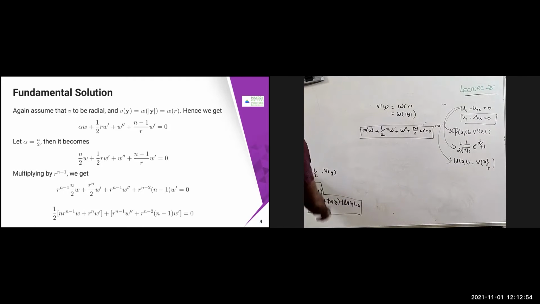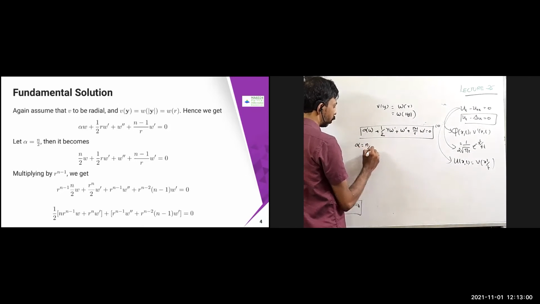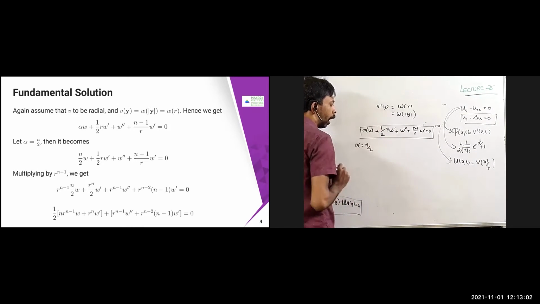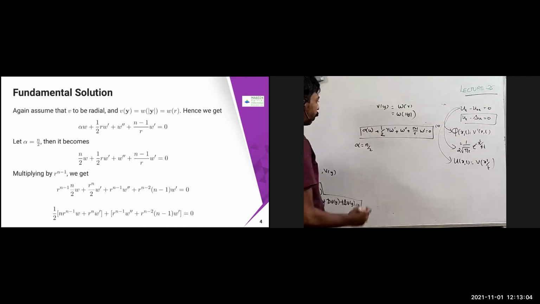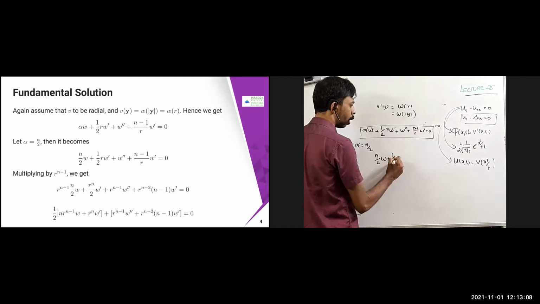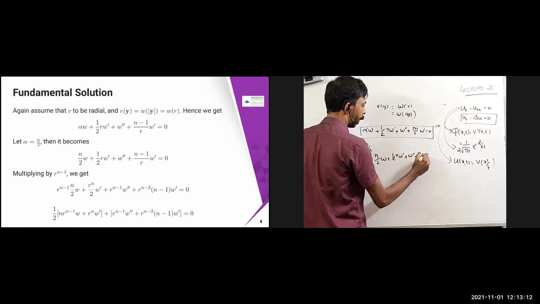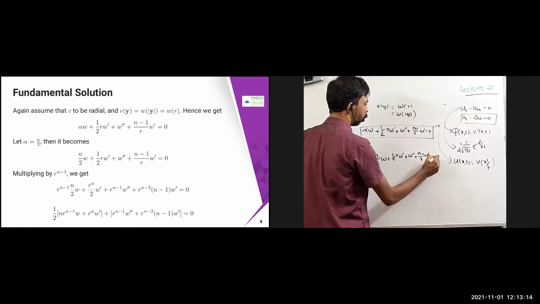So I'm just substituting V of I and then going to find that. Now let me assume alpha equal to n by 2. Okay, another assumption. So these are all assumptions only. Alpha equal to n by 2. Then this is going to become n by 2 into W plus half into R W dash plus W double dash plus n minus 1 by R into W dash equal to 0.